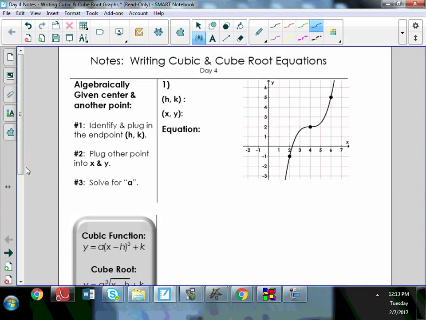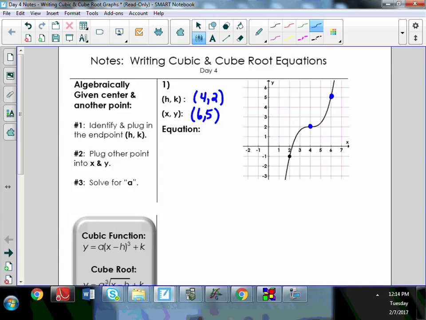The h and k for a cubic is the center. So do you guys see it's the point that's in the middle? Okay, so our h and k is 4, 2. Our x and y is any other point. I would use the positive one if you have an option. So you have one up here at 6, 5. I would use that one because you don't have to worry as much about negative signs. One of the darkened points. They're going to give you a darkened point so you know that it's a good point. Don't try to pick one. They usually will give you a darkened one.